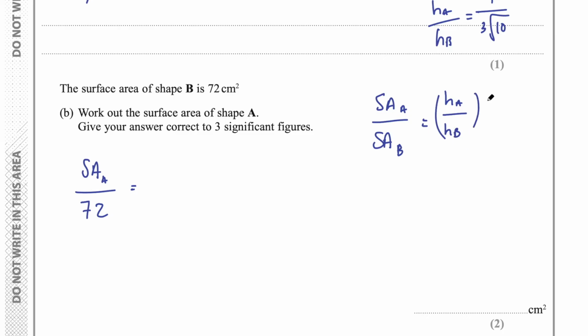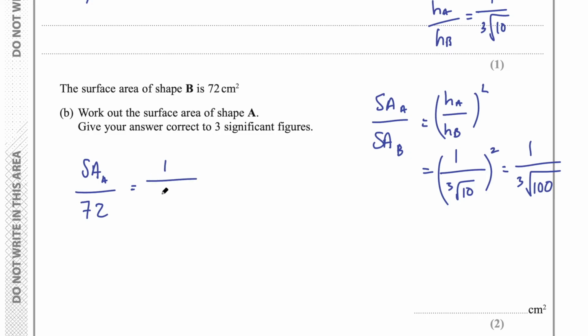Okay, so now we know the ratio of the heights is 1 over the cube root of 10. If we were to square that, another way of writing that is 1 over the cube root of 100. Squaring a cube root, you can also just square the number inside the cube root, and you'll have the same thing. And 1 squared is just 1. So we can say this ratio is equivalent to 1 over the cube root of 100.